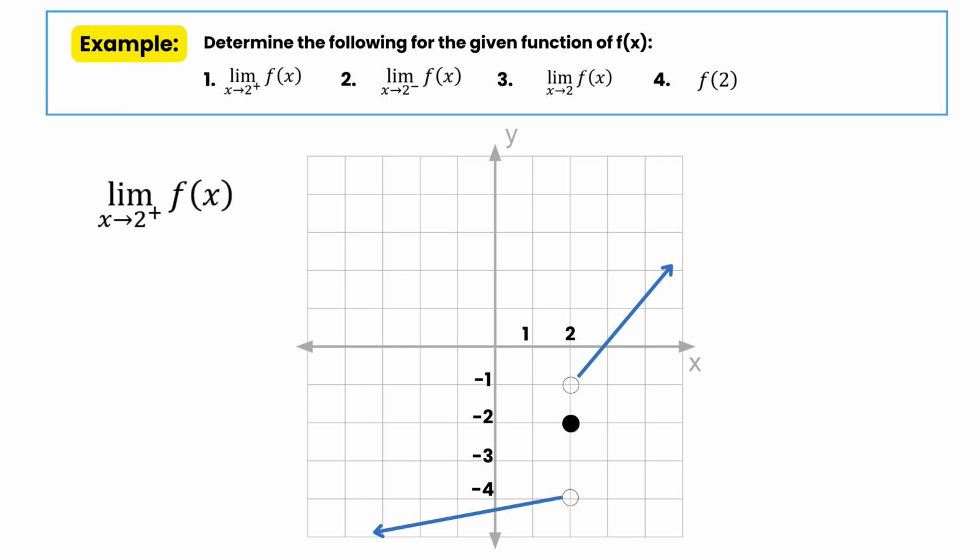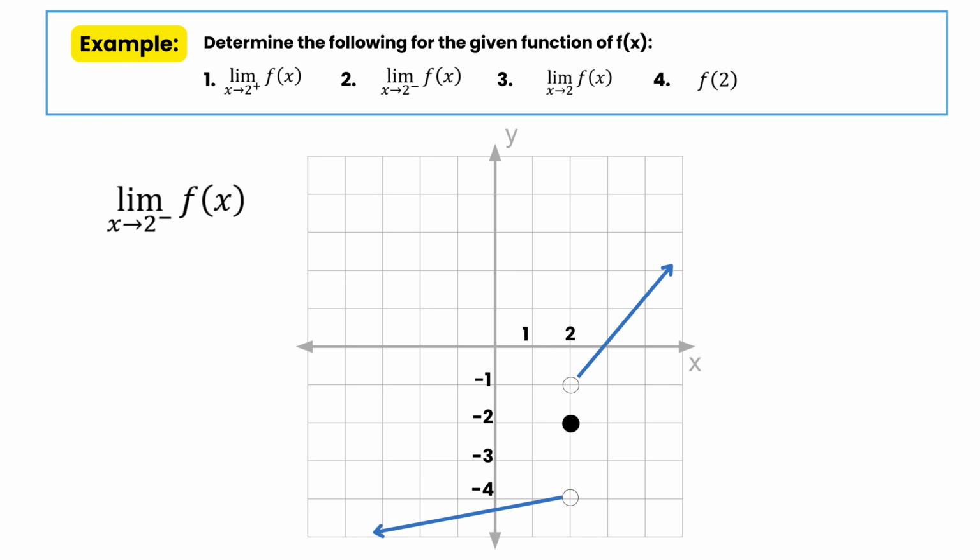In question 1, we can see there's a small plus sign next to the limit approach, which means it's a one-sided limit. So we only care about what's happening from one side. The plus means we're moving along the graph from the right-hand side towards the left, and we're checking what y value the graph is aiming for as we get closer to 2 from the right. We can see the answer will be -1.